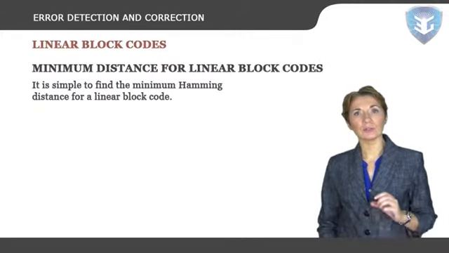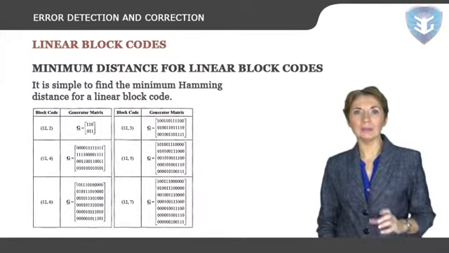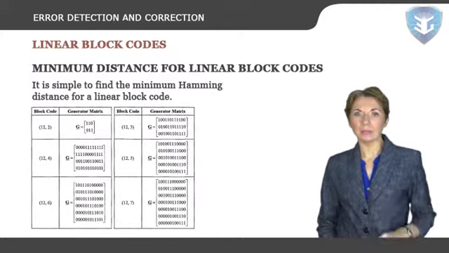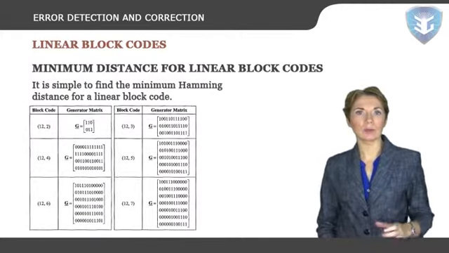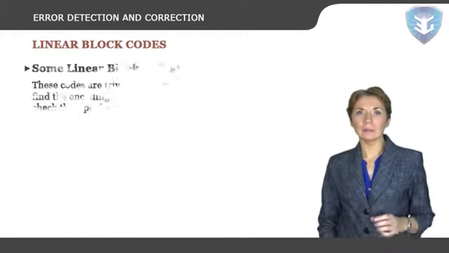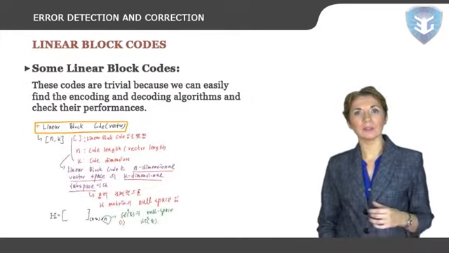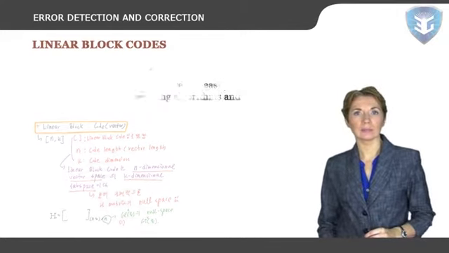Minimum distance for linear block codes. It's simple to find the minimum Hamming distance for a linear block code. The minimum Hamming distance is the number of 1s in the non-zero valid code word with the smallest number of 1s. Some linear block codes. These codes are trivial because we can easily find the encoding and decoding algorithms and check their performances.